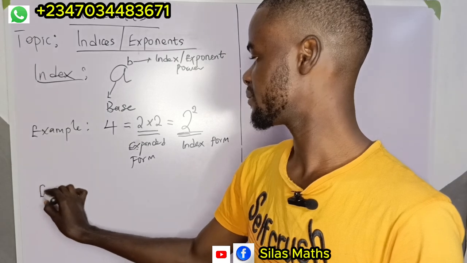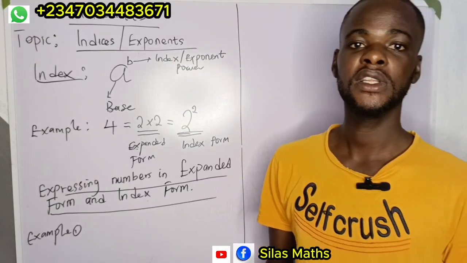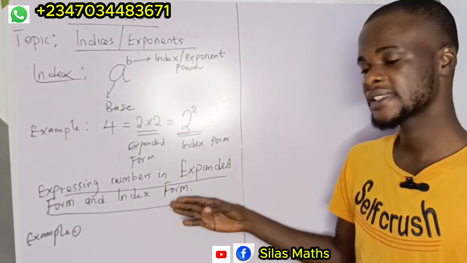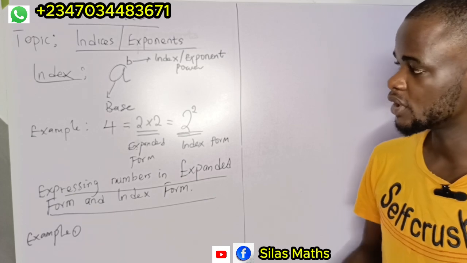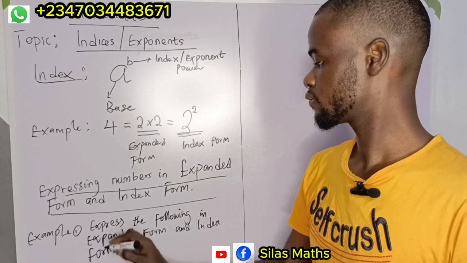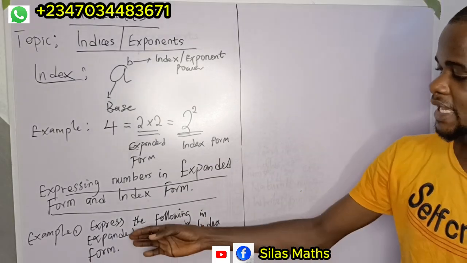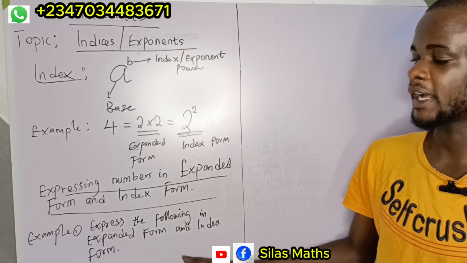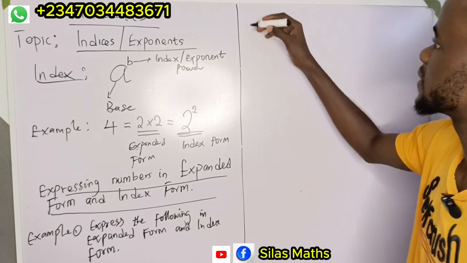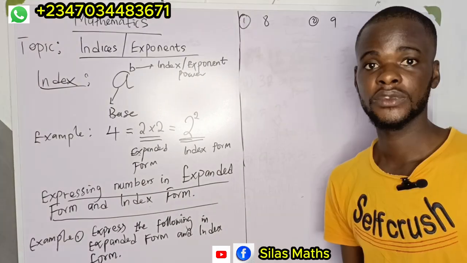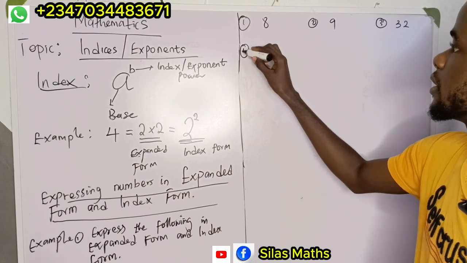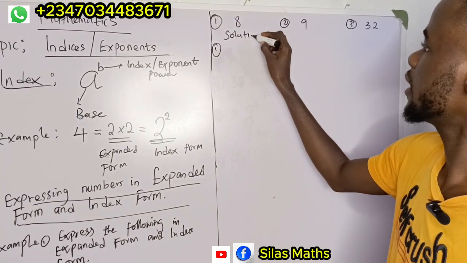Okay, so let's take examples. Let's consider expressing numbers in expanded form and index form. So what does that mean? Let's take this example, which reads, express the following in expanded form and index form. So what are the numbers we want to express in expanded form? Let's go ahead and answer number 1. For number 1, we have 8.